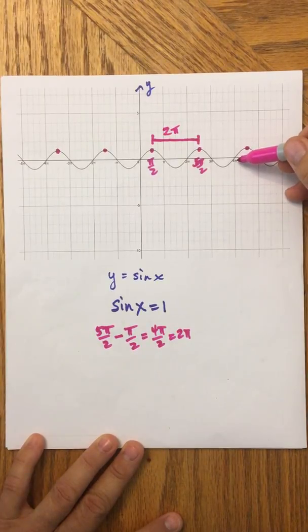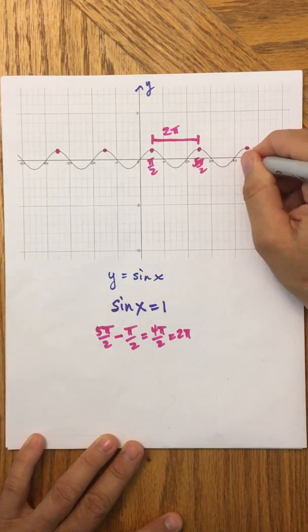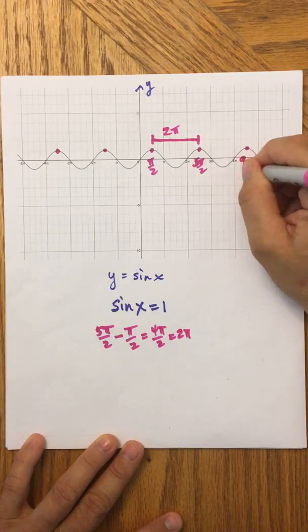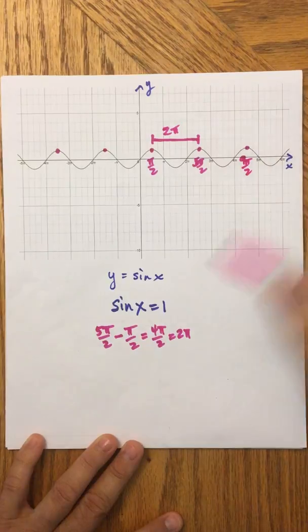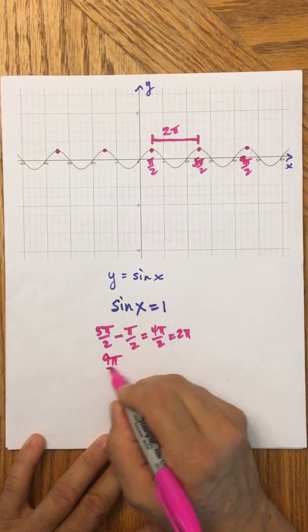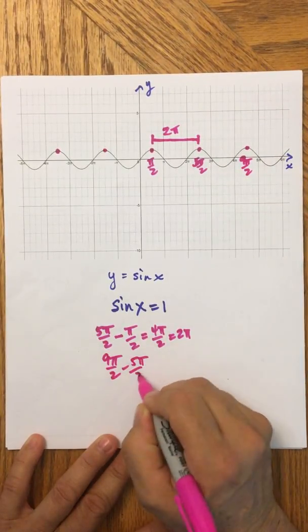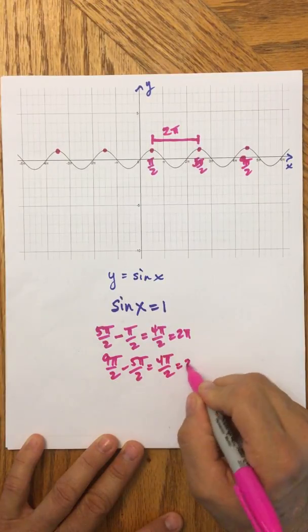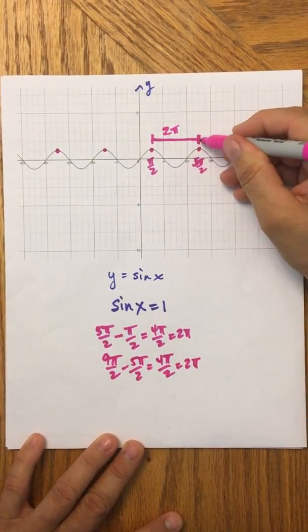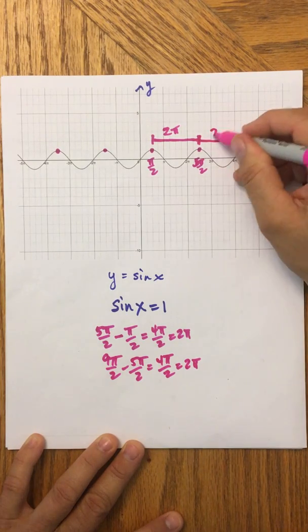Now let's look at the next solution. It's exactly in the middle between 4 pi and 5 pi, so it's 4.5 pi, which is 9 pi over 2. The distance between 5 pi over 2 and 9 pi over 2 is 9 pi over 2 minus 5 pi over 2, which is 4 pi over 2, or 2 pi.